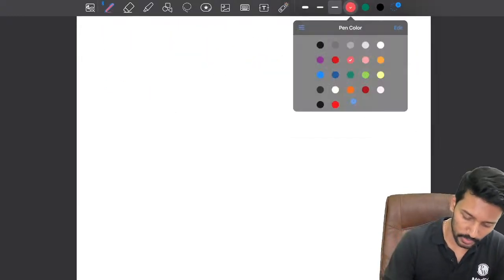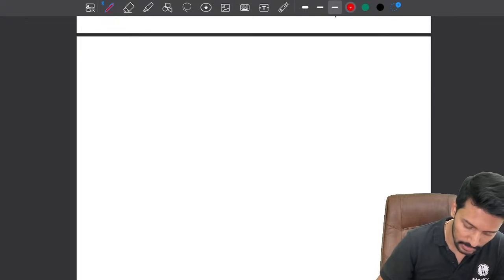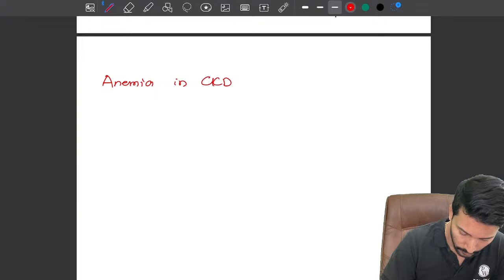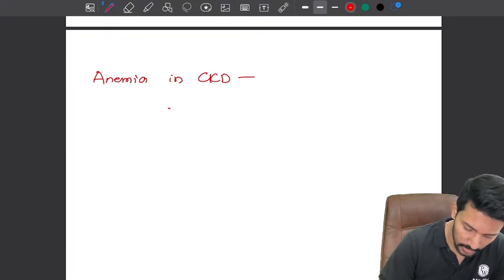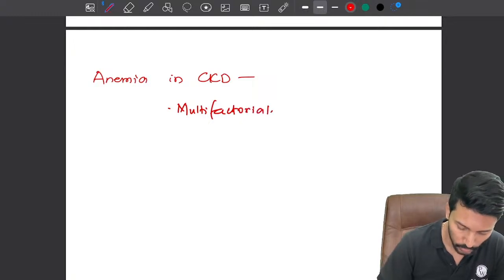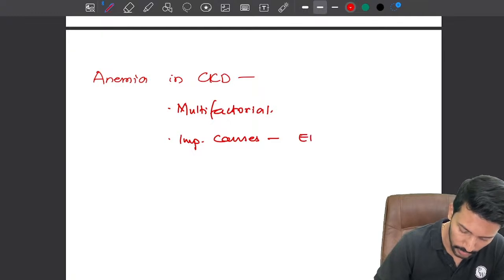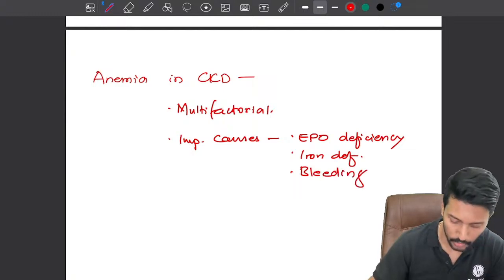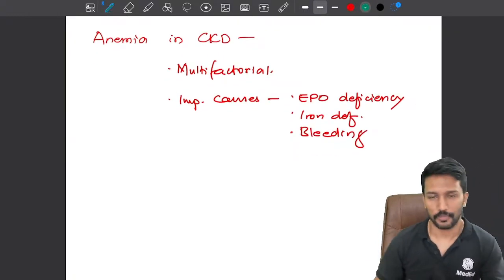The last point I want you to learn today is how do we manage the anemia in CKD. As I have already told you, anemia in CKD is multifactorial. Important causes: number 1, erythropoietin deficiency. Number 2, there can be iron deficiency. And number 3, there is increased risk of bleeding because of uremia. Uremia causes platelet dysfunction.